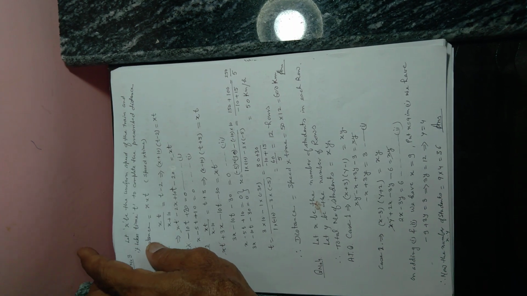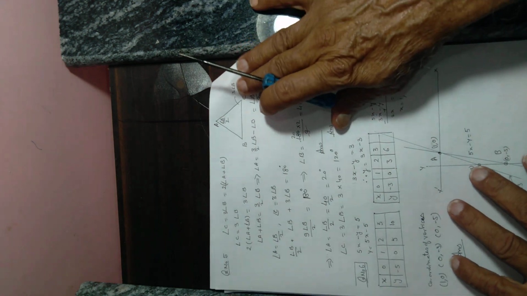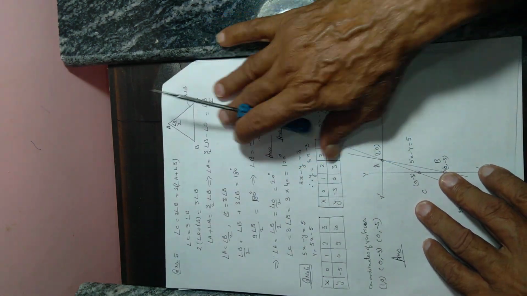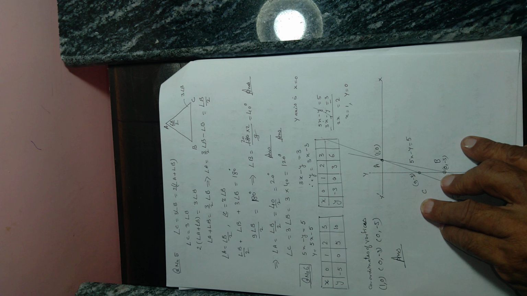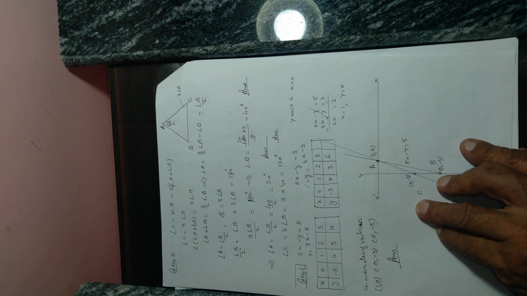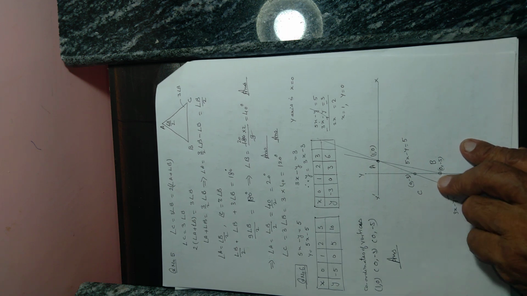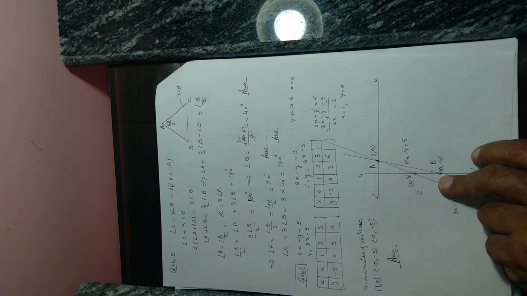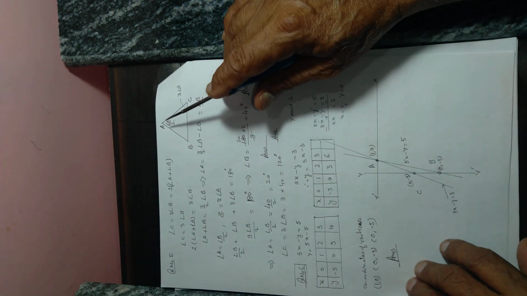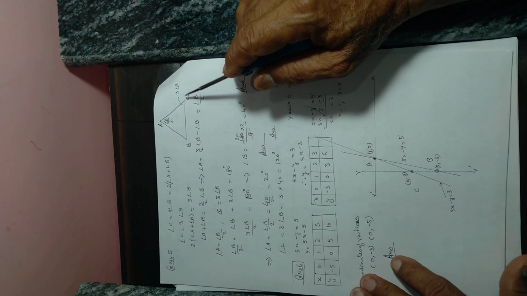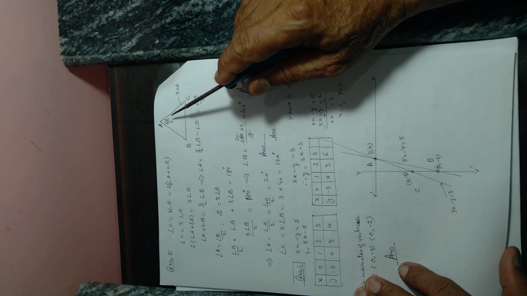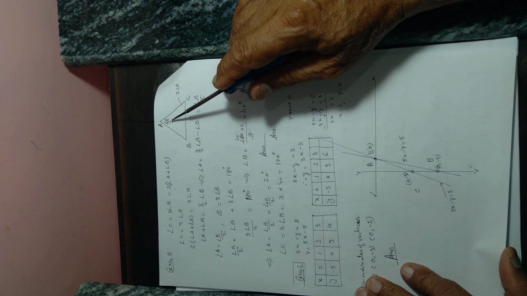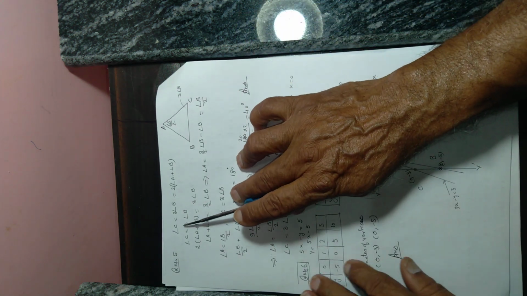Now proceed to question number 5. In a triangle ABC, angle C is equal to thrice of B, which is equal to twice the summation of A and B. Find the three angles. You see, I have drawn the triangle also, ABC. C is equal to thrice of B. A is equal to angle B divided by 2. You see, I have written here.